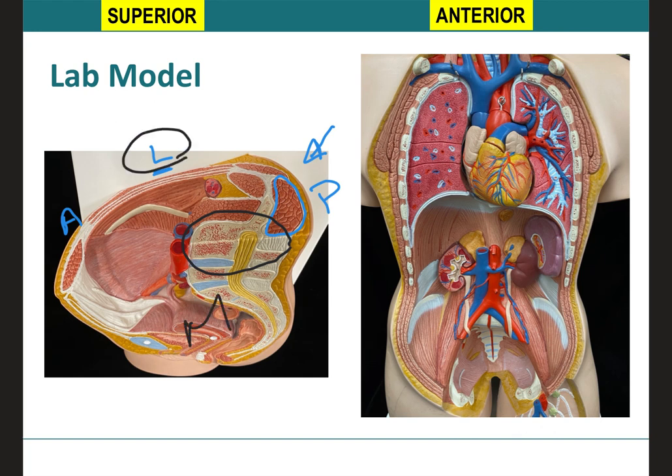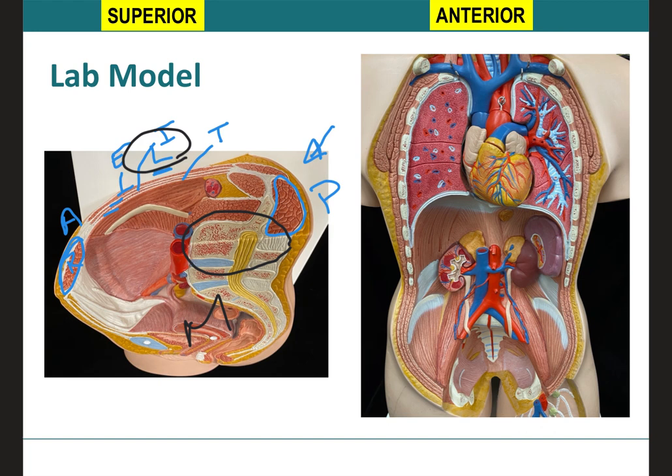So on the lateral part, that's where we have your obliques, right? Notice how there are 3 layers of muscles over here. The one that's more outer will be your external oblique. The one that's in the middle will be your internal oblique. And the one that's more internal is your transversus abdominis. And anteriorly, you can see the rectus abdominis right over here. So this is your rectus abdominis.